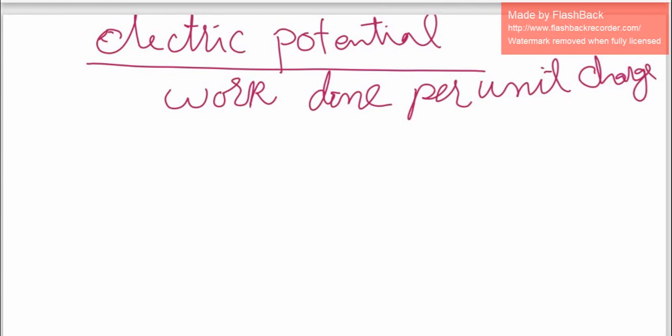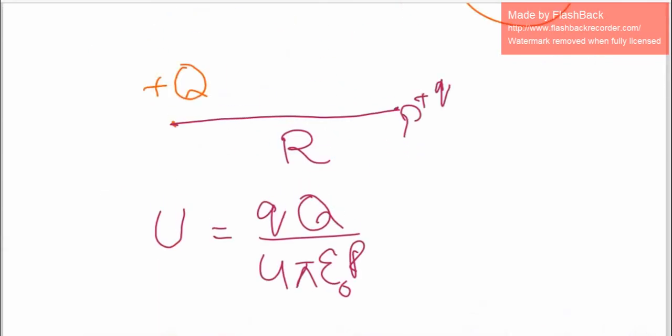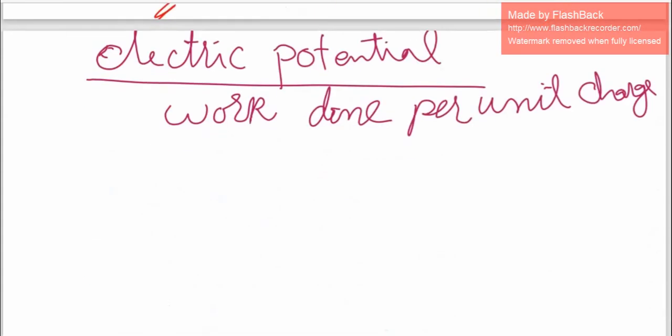Again, what do I have to do? I have to do work to go from infinity to that position, for a plus q charge. So the work is done in bringing the charge from infinity to the position P. So it is the work per unit charge.